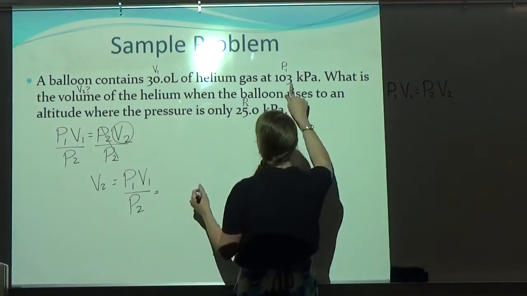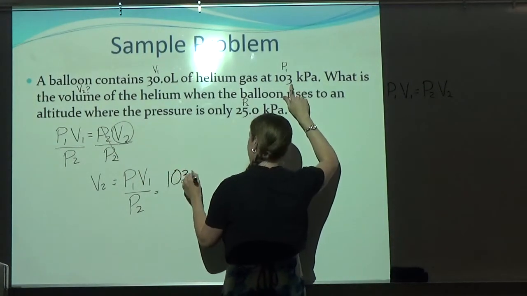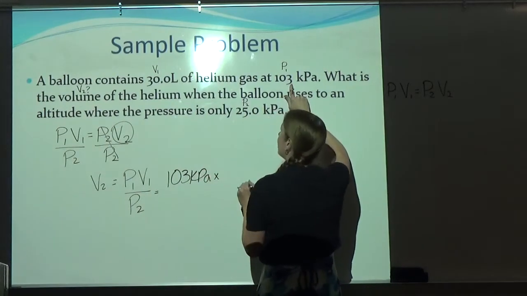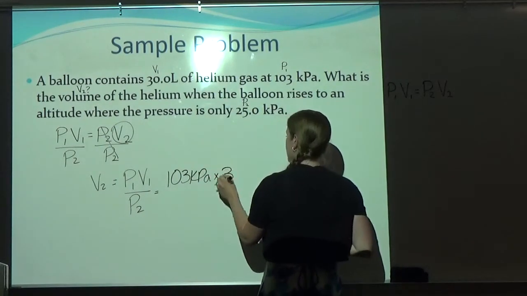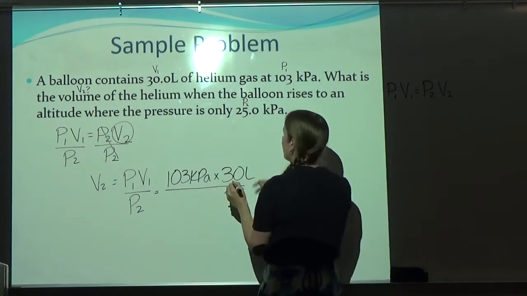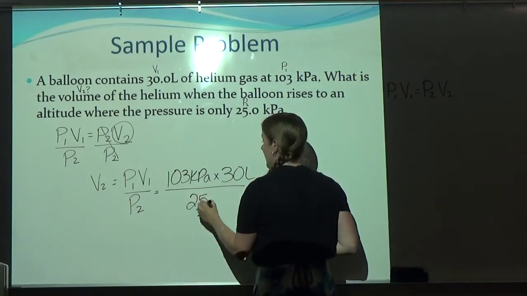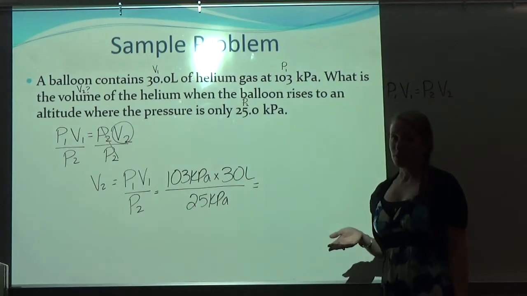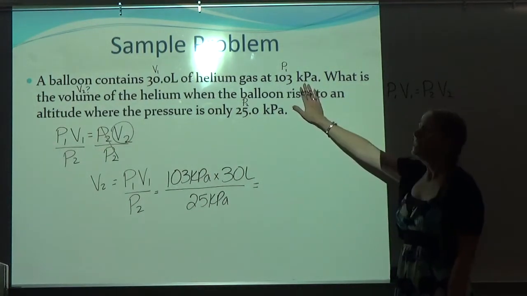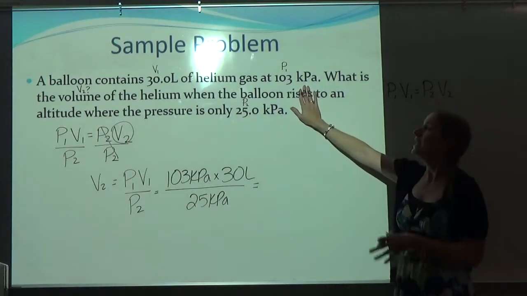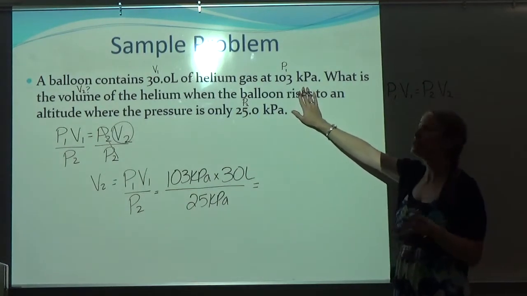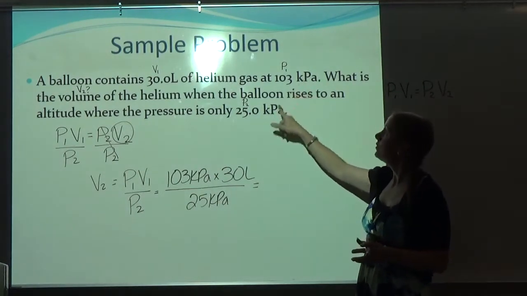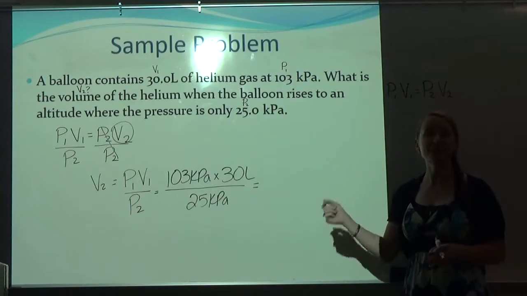My P1 is 103 kPa. My V1 is 30 liters. And my P2 is 125 kPa. As far as units go, you can plug in any unit for pressure: kPa, atm, millimeters of mercury, torr, anything. But if you have two of them, they have to be the same unit.